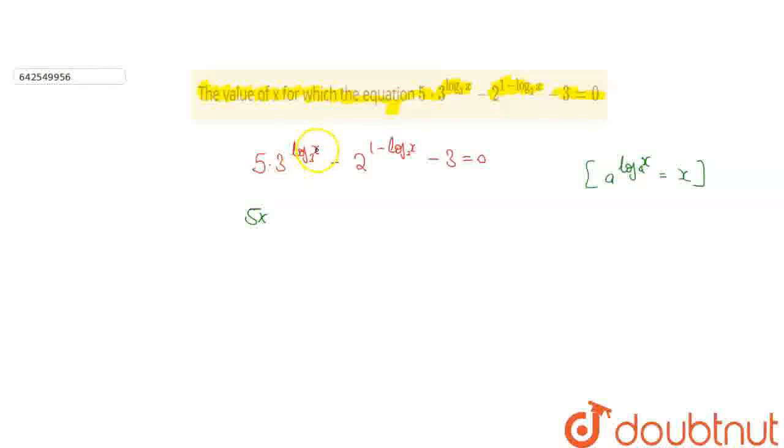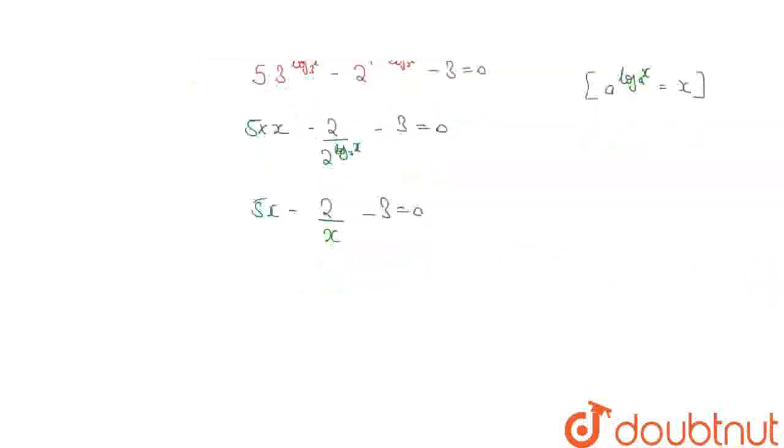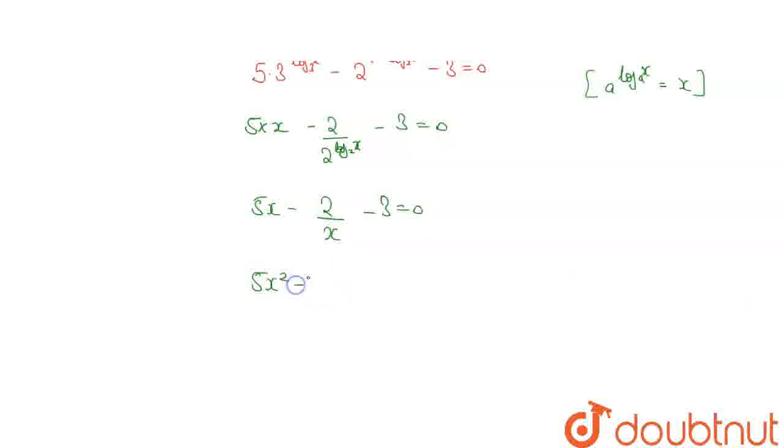x to the base 3, which will give us x, minus 2 divided by 2 to the power log x to the base 2, minus 3 equal to 0, which will give us 5x minus twice of 2 to the power log x to the base 2, which will give us x, so minus 2 by x minus 3 equal to 0. So by solving this, we'll get the equation 5x square minus 3x minus 2 equal to 0.